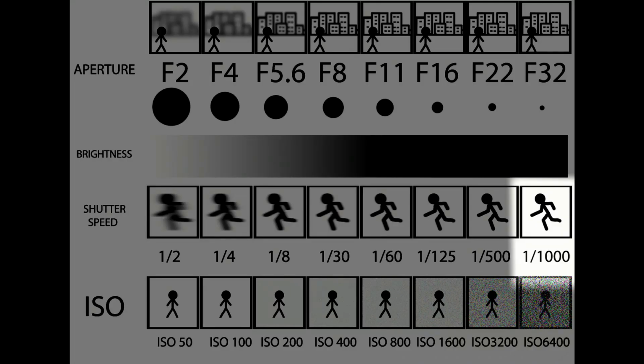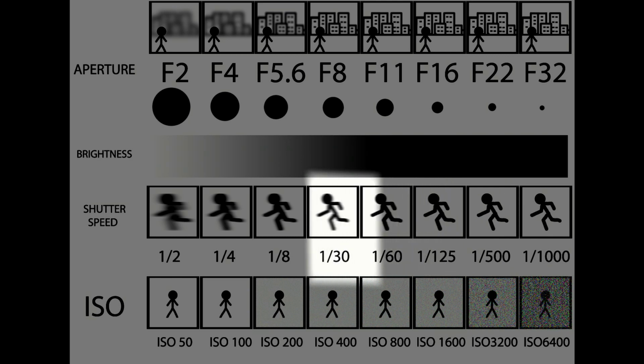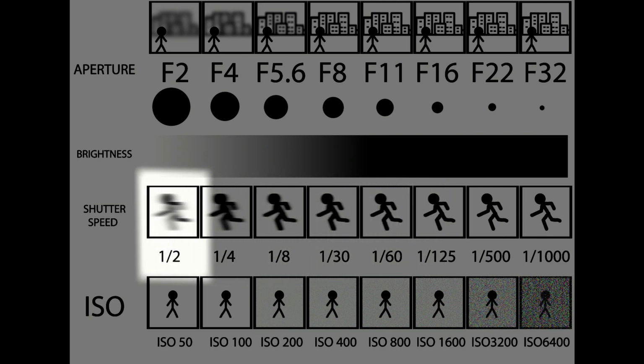If we go back to our little chart, we can see here at 1,000th of a second a person running is going to be nice and sharp. Then as we go down through the shutter speeds, we can see that when we get to half a second, the person's going to be particularly blurred. Now there's different things that are going to affect the motion blur at different shutter speeds.